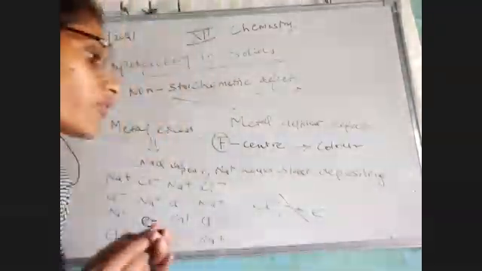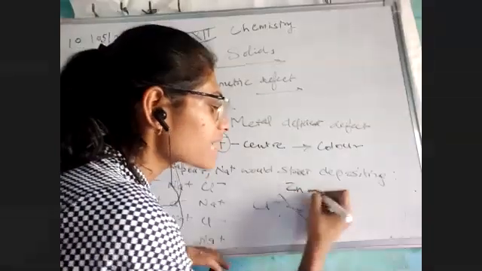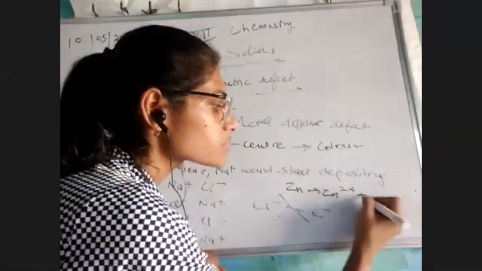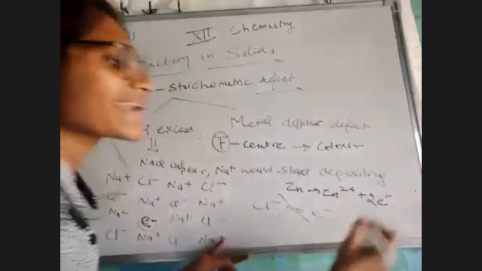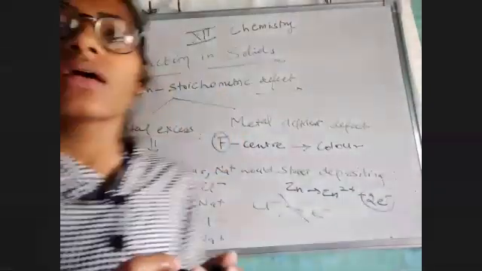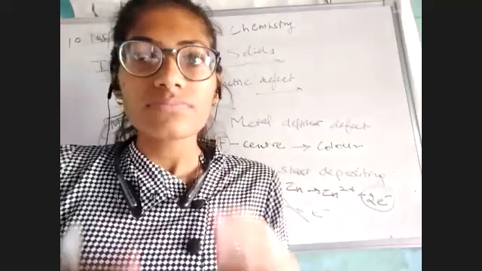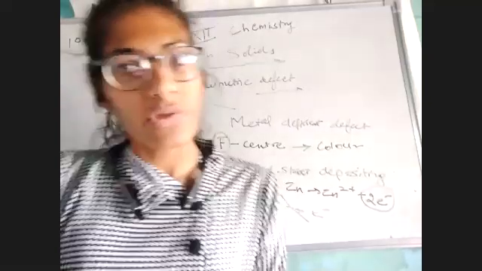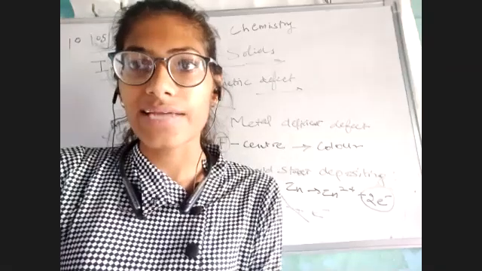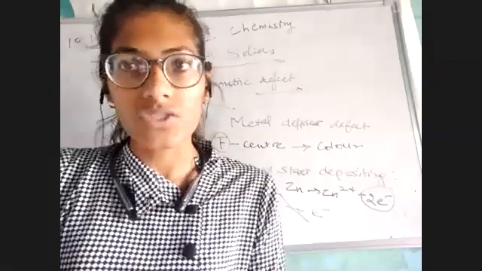What would zinc do? It would start releasing zinc 2 positive plus 2 electrons. And this electron is responsible for the color present over there. Okay, this was all about metal excess defect as well as metal deficiency defect.